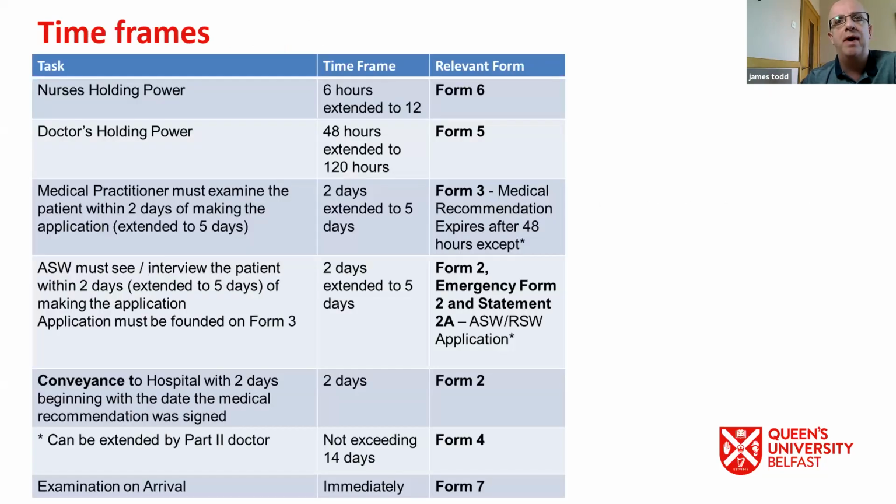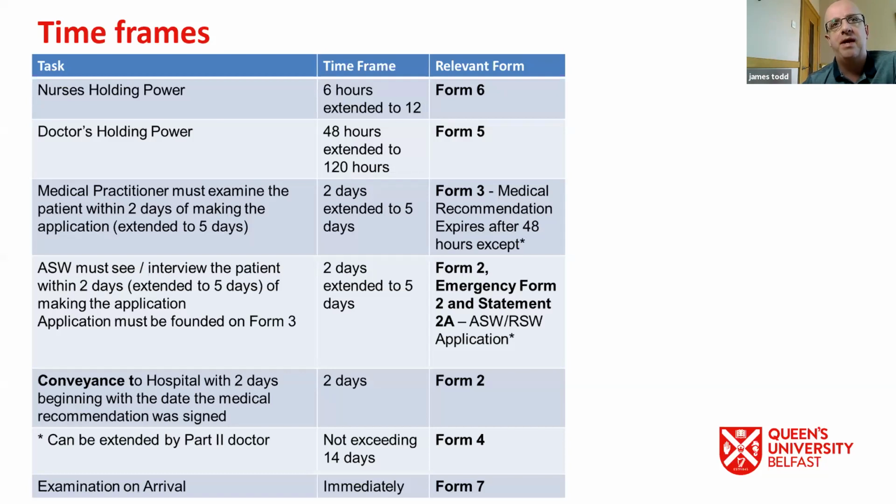And when they do arrive, you'll see at the bottom of that page, there's a thing called a Form 7 that gets signed. That's basically the official piece of paper that says the medic is accepting the patient into the hospital, and at that point, you as the ASW or relevant social worker are normally then free to leave, because the expectation is that you would stay with the patient until they're admitted.